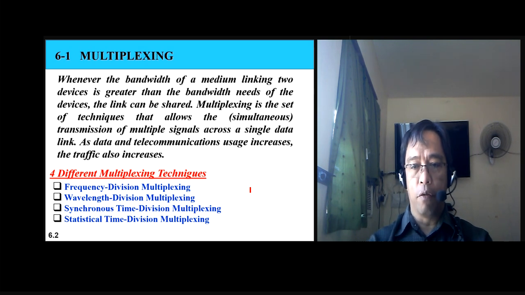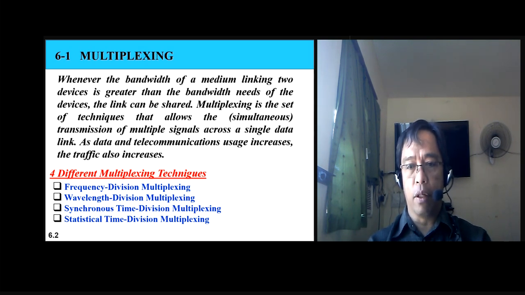Therefore, there are four different multiplexing techniques that will be discussed in this presentation. First, frequency division multiplexing. Second, wavelength division multiplexing. Third, synchronous time division multiplexing, and lastly, statistical time division multiplexing.